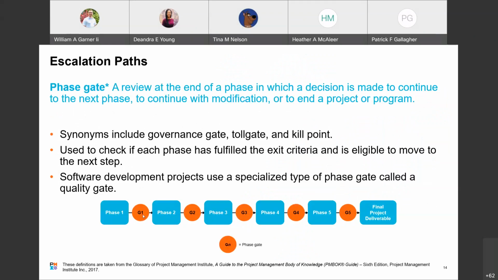And at this gate, you're getting in front of your client sponsors or the folks that are making the decisions, who say whether you can proceed. Do you kill it? Or maybe you modify going forward. You modify what your original plan was to go forward.